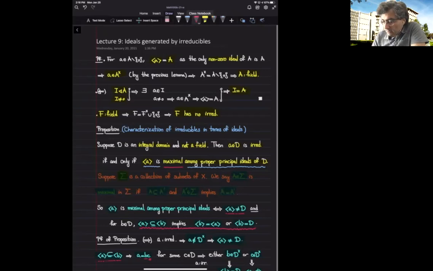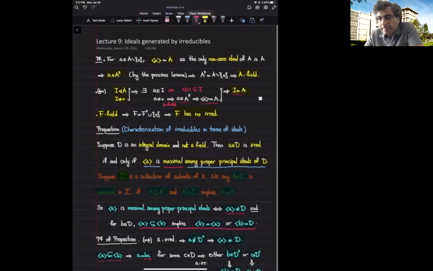But by assumption, my ring A is a field, and that means every non-zero element is a unit. But when I give you a unit, we know the ideal generated by that element is the entire ring. So this means these multiples of A should also be a subset of this ideal. So these two together imply that my ideal is the entire ring A. Very good.